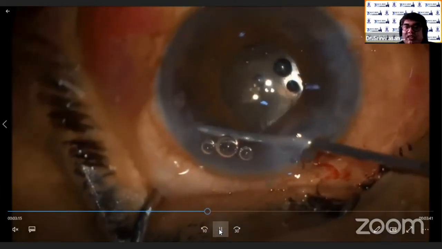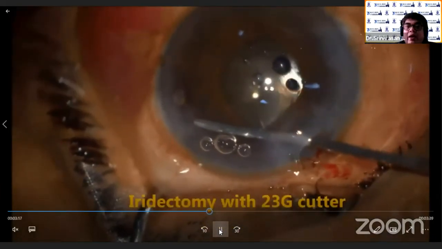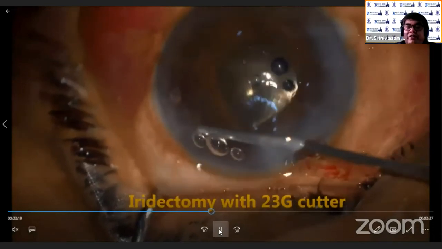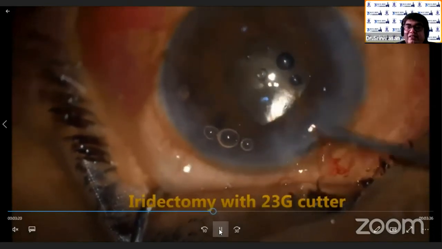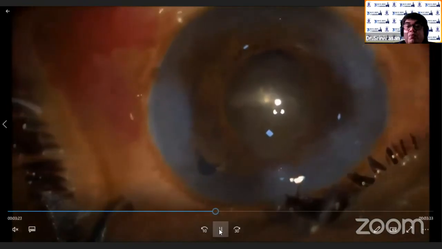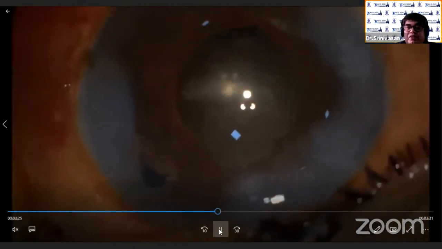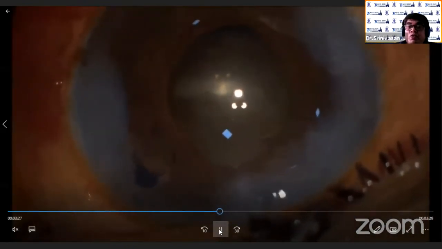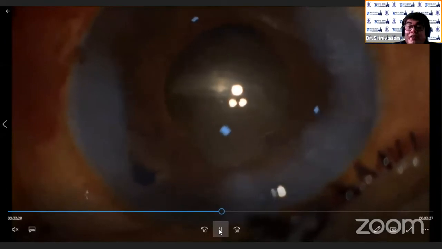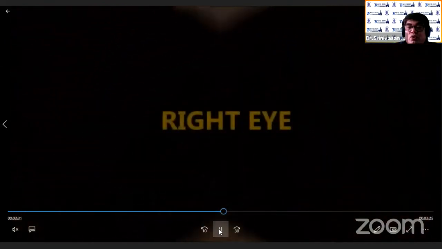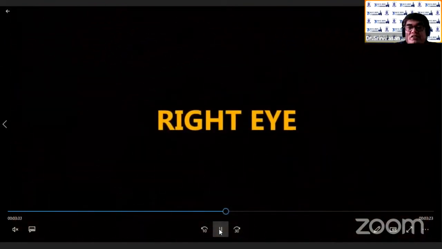Go very slow, gently, and do a small iridectomy, 23 gauge, which is already preoperatively done, slightly extended to prevent any post-operative rise in the intraocular pressure. Some of the authors don't agree with this. Suture the wound in case necessary, if there is a wound leak, if you feel so, or adequate stromal adhesion is done.